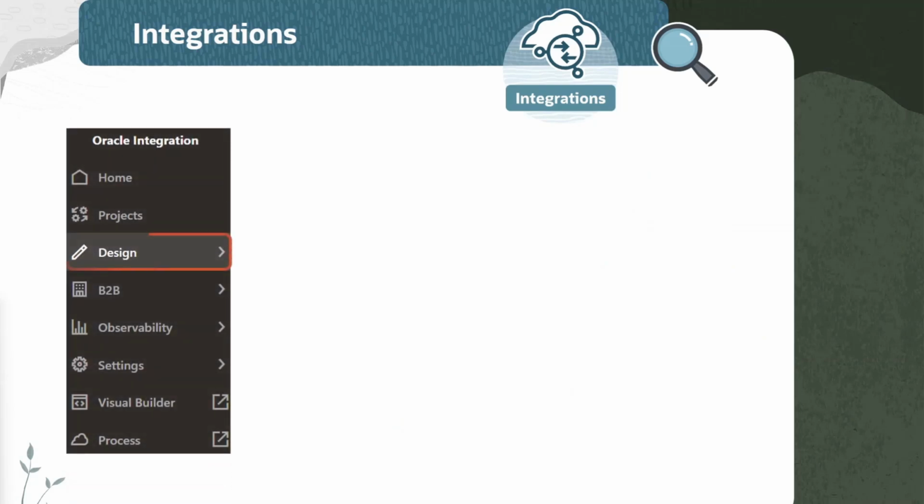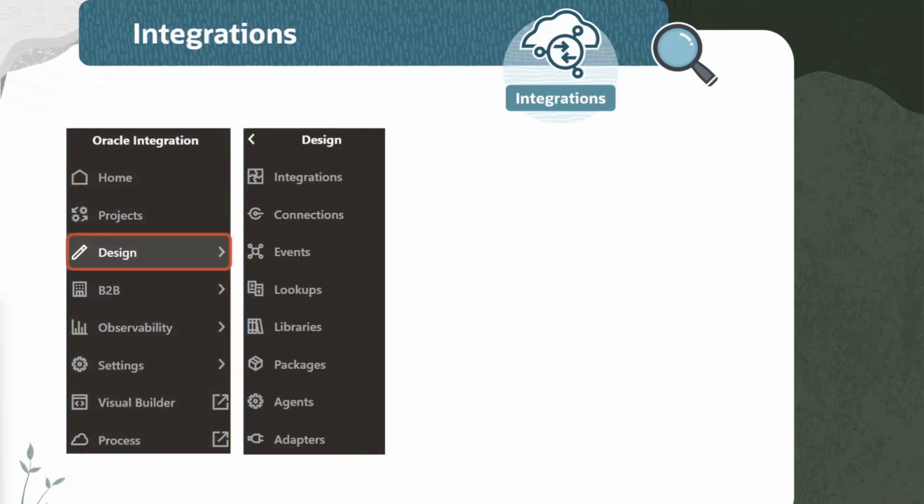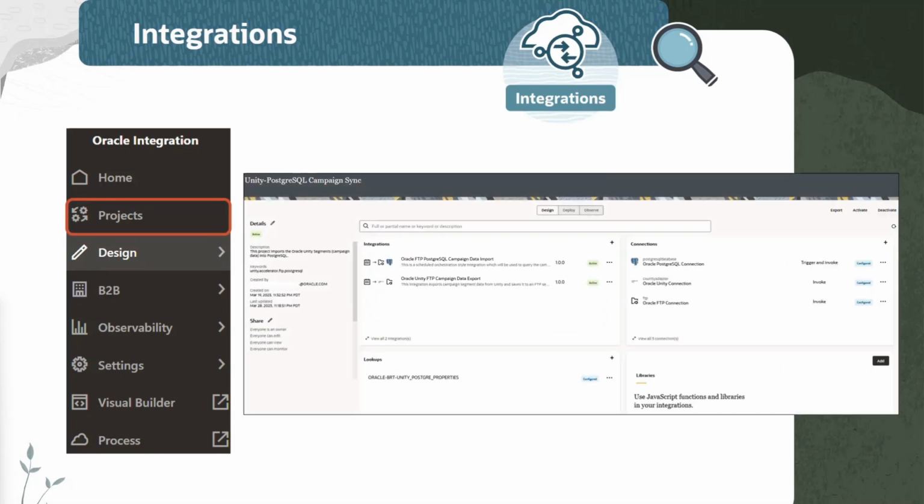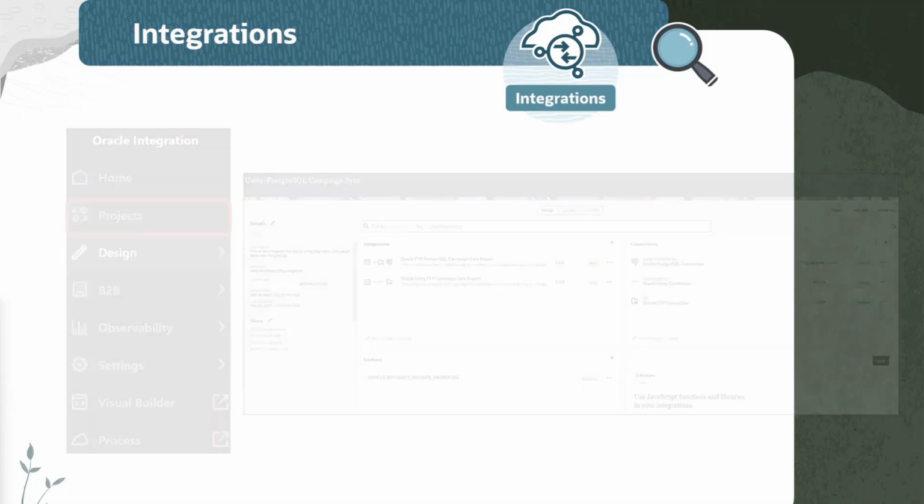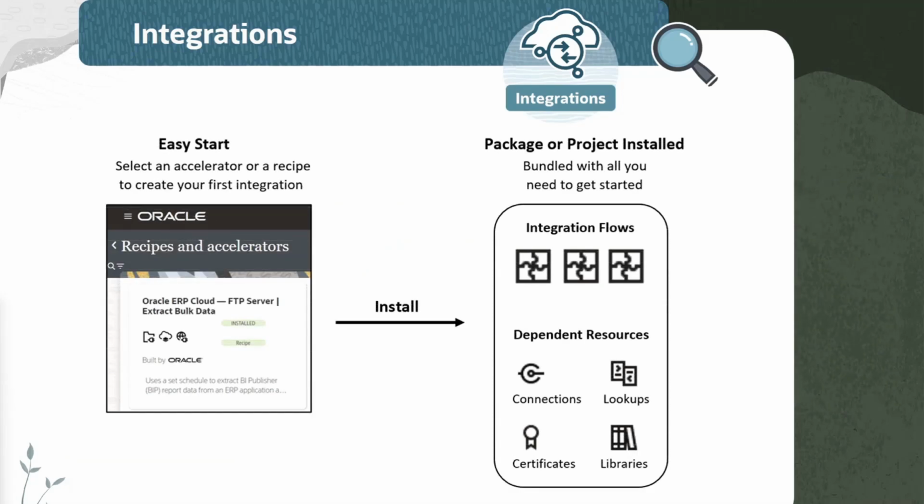So developers access the integrations feature components from the design menu as shown here, or they can create a new project to organize the building, deploying, and monitoring of one or more related integrations. However, instead of starting from scratch, they can also take advantage of pre-assembled integration solutions known as pre-built integrations. A recipe or accelerator contains all the resources required for a specific integration scenario, and there is a huge collection of these in the integration store.